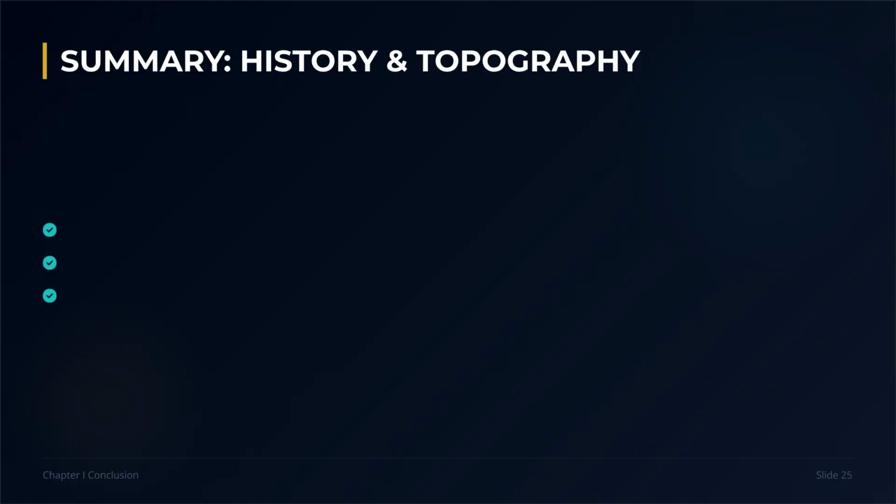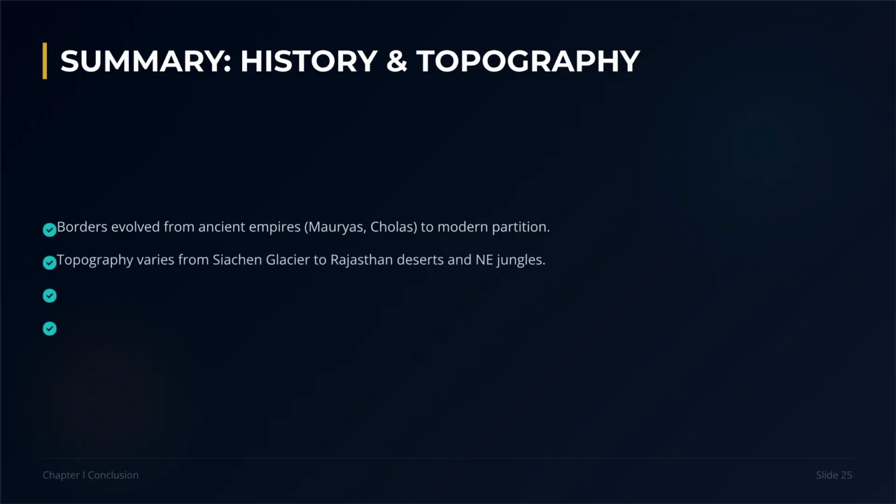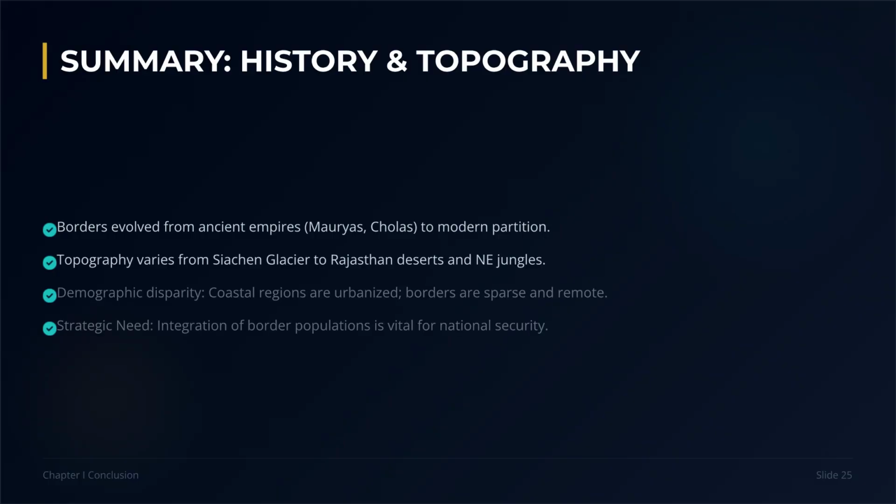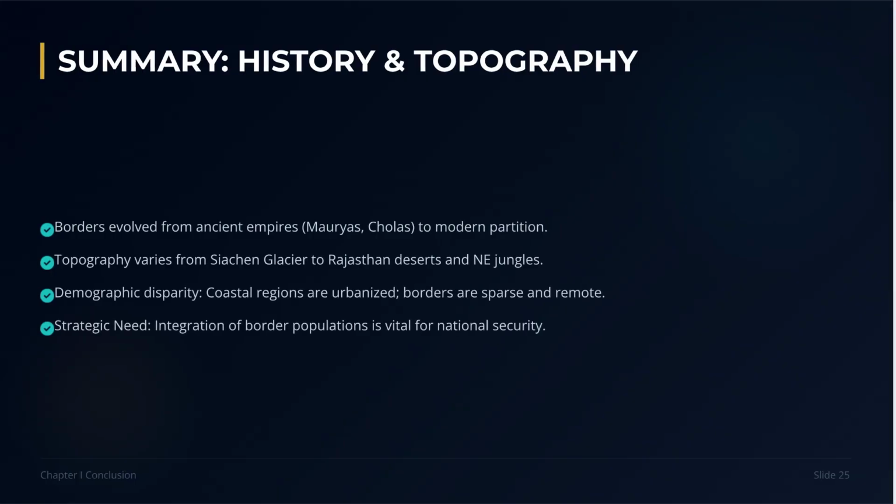To summarize Chapter 1, India's borders evolved from ancient empires to modern partition. The topography varies vastly, from the Siachen Glacier to deserts and jungles. Demographic disparity exists between urbanized coastal regions and remote borders. Strategic integration of border populations is vital for national security.